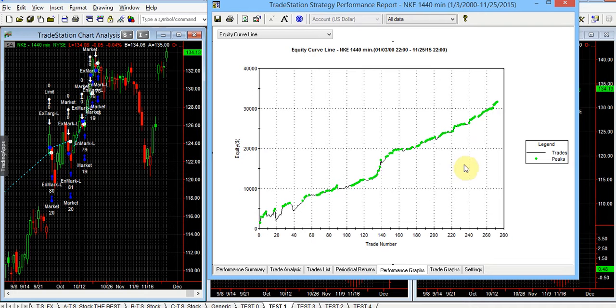This trading system on Nike is working from June to May 2015. Excuse me, 2014. So from here, everything that you see on the right side of the vertical line is real data profits. So you see it's working very well.